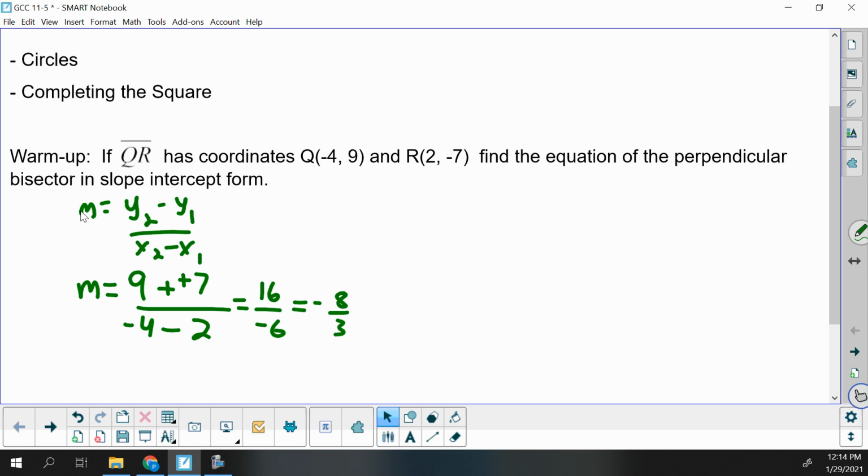We want the perpendicular bisector, so we need the perpendicular slope. For our perpendicular slope, flip and negate your slope, so we get positive 3/8. We'll come back to that in a minute.